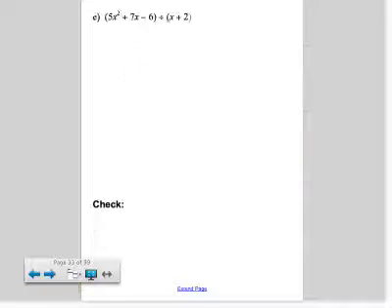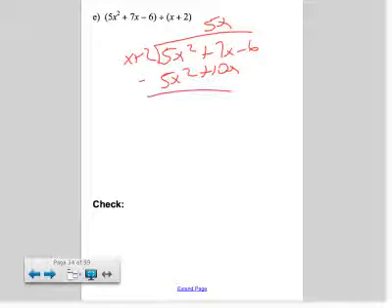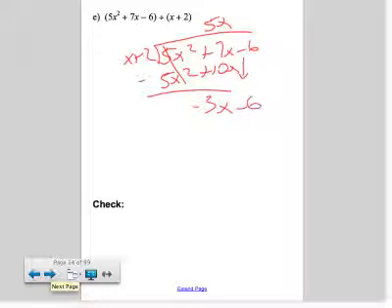There's my solution. I'm just going to keep plugging away here, guys, so you go ahead and pause the video and work through these on your own, and then use the video just to check, okay? So we have 5x squared plus 7x minus 6 divided by x plus 2. X goes into 5x squared, 5x times, multiply it out. So 5x squared plus 10x, subtract them, 5x squared minus 5x squared is 0, 7x minus 10x is negative 3x, bring down the negative 6.